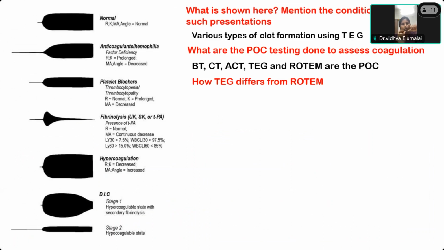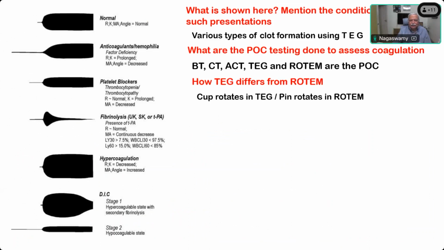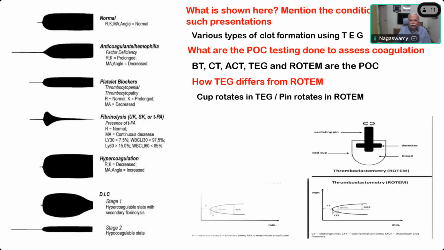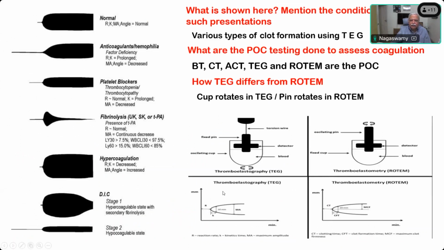In TEG, the pin will be static and only the cup will be rotating. In ROTEM, the pin rotates. Only one thing has to rotate. So the TEG cup rotates, the ROTEM pin rotates. This is the picture you can remember. In thromboelastography, the cup is rotating, as the arrows show, and the pin is static. Whereas in ROTEM, the pin is rotating, an oscillating pin, and the cup is static. Then you get this type of graph.